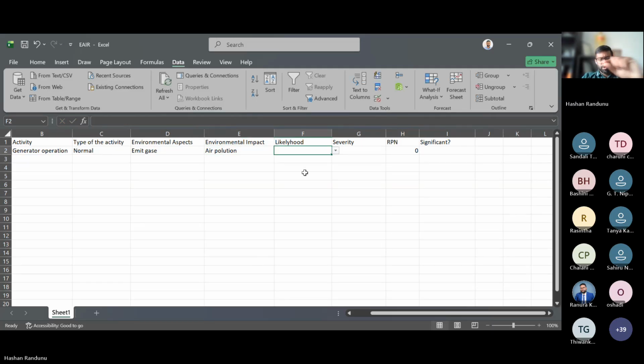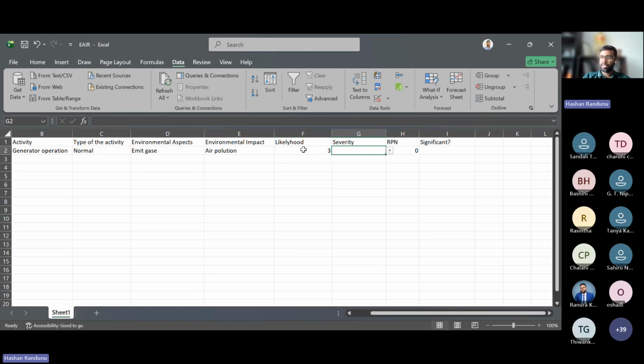Then if we need to rate the likelihood and the severity, we need to have a criteria for that as well. Since this is just a case study, we will take the minimum likelihood as one and the maximum likelihood of occurrence as five. So since a generator is operated, if you say 4 hours per day, then we rate this as three.